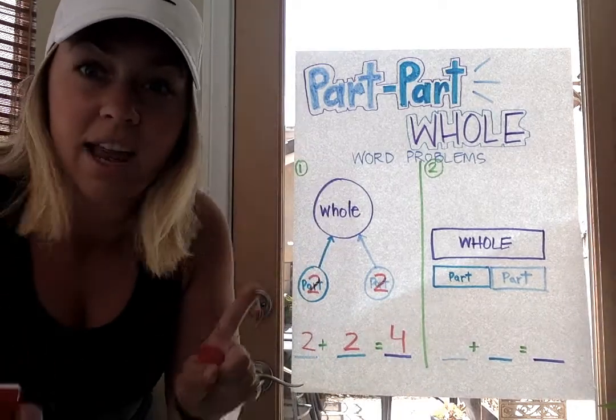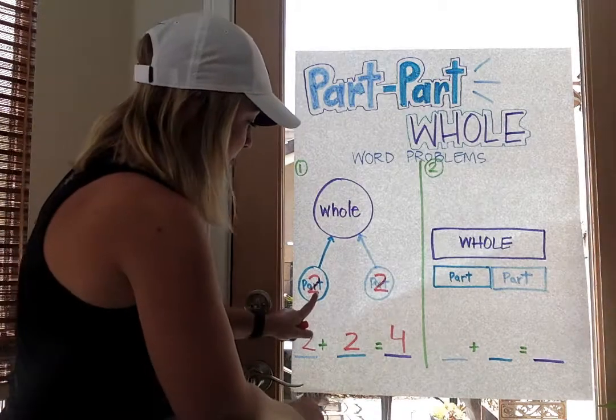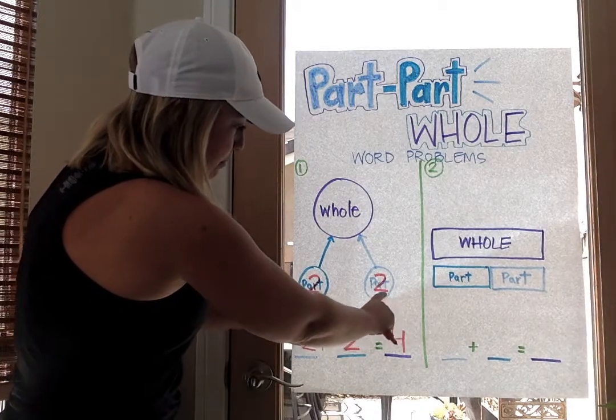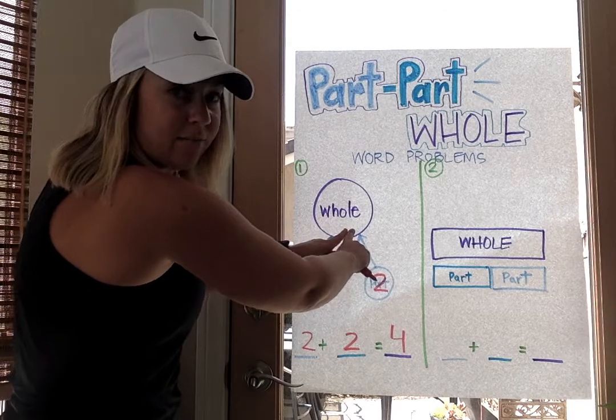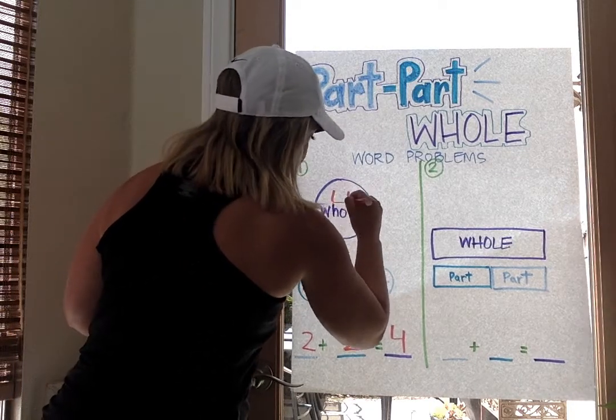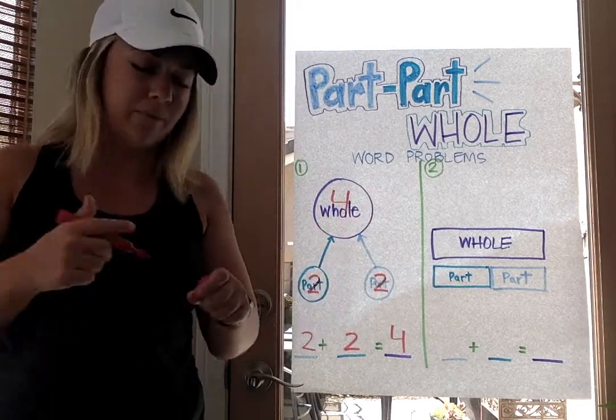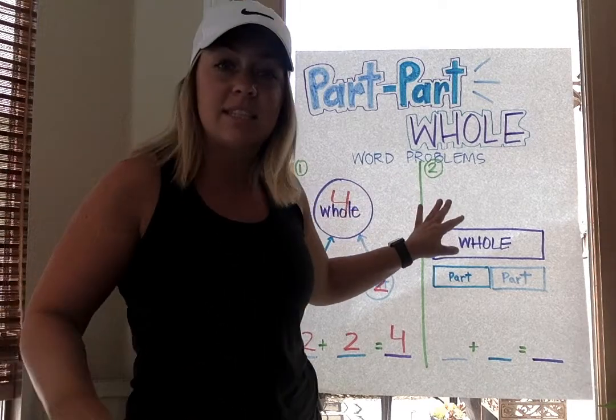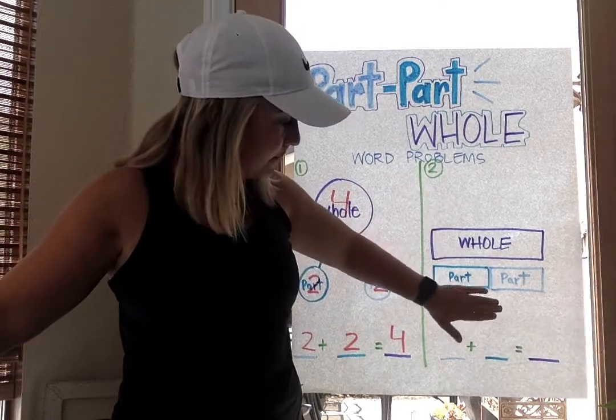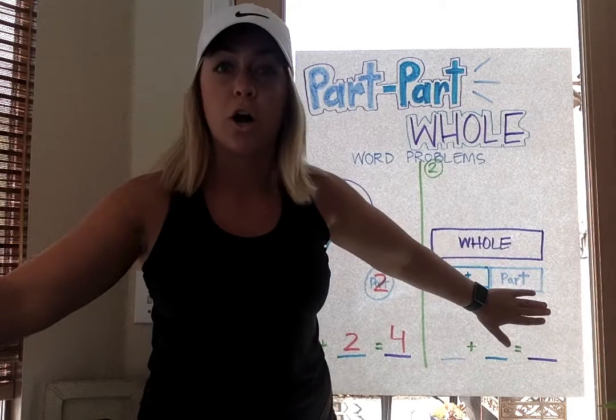Let's look at our graphic organizer. So 2 plus 2, they move up together. How many? 4. You're right. You guys are so smart. So now let's move on to the second one, and it is a bar graph.